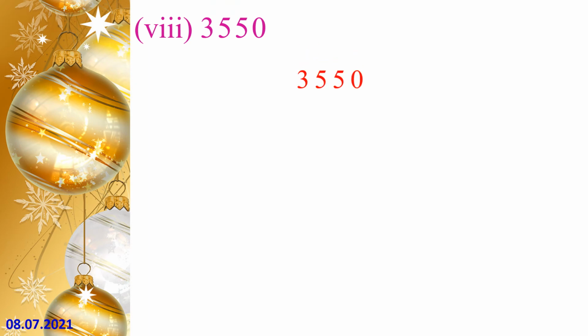Next one, 3550. Now it is an even number, so it is divisible by 2. So here 1 2 is 2, so remaining 1. So now 15. 7 2s are 14, so balance 1, 15. Again 7 2s are 14, balance 1, so 10. 5 2s are 10. So 3550 divided by 2, we get the quotient 1775.